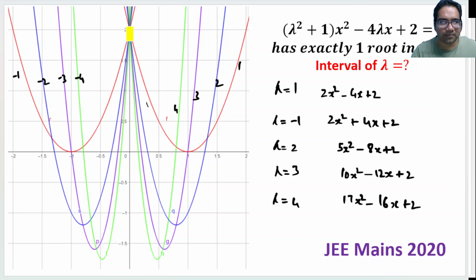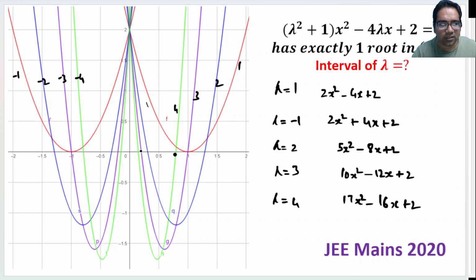Now coming to the problem. If you see, these are a family of equations, like we discussed. Both roots can lie between 0 and 1. See, this is 0 and this is 1. For example, for this green parabola, both roots are lying between 0 and 1.